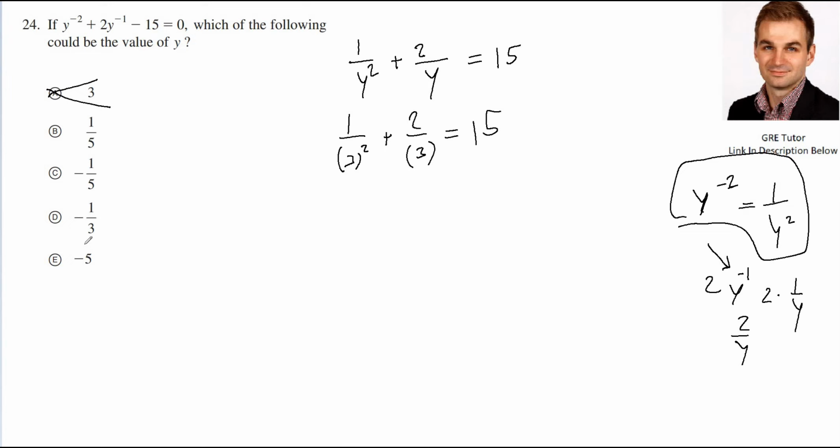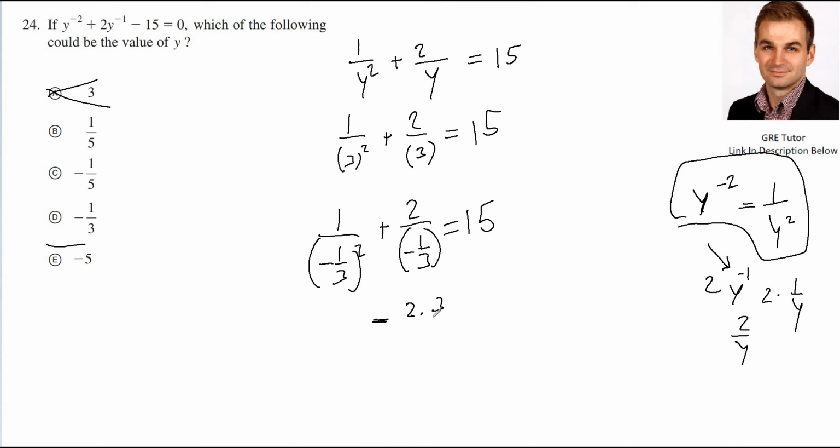And then I'm going to try negative 1/3 next. So if we try negative 1/3 next, what do we get? So 1 over negative 1/3 squared plus 2 over negative 1/3 equals 15. Now this is going to be property of exponents and algebra at this point. Whenever you divide by 1/3, it's the same thing as timesing by 3, and then we just have to remember that negative. So that negative is going to come into play, and it's going to flip. So 2 times 3 over 1, which is going to equal 6.